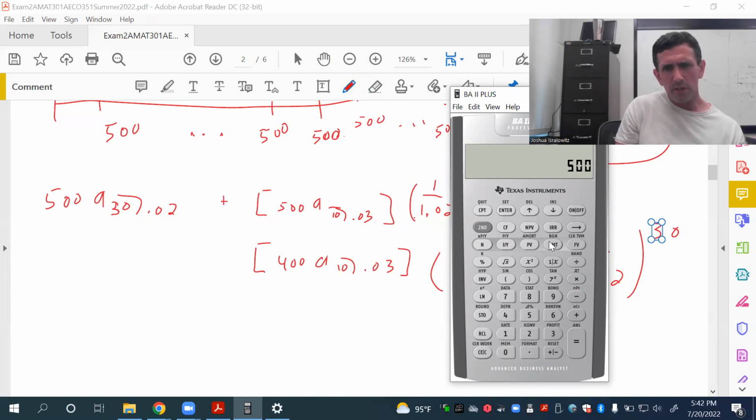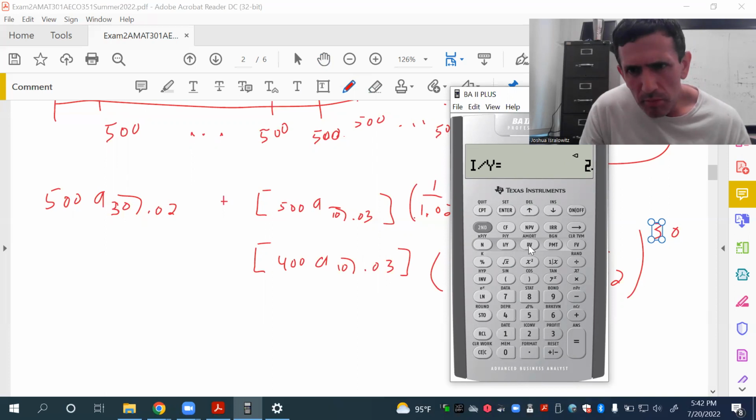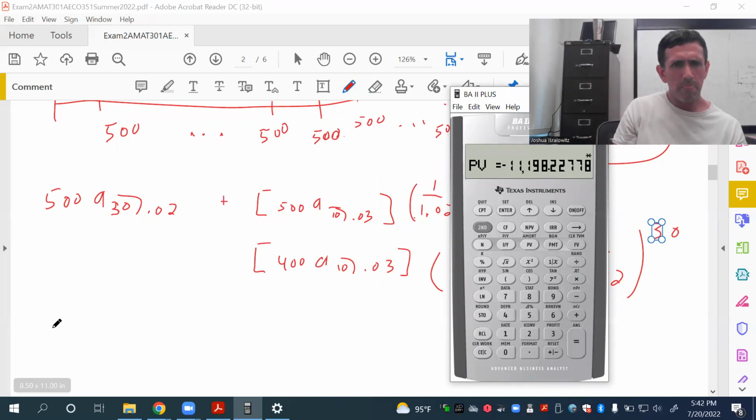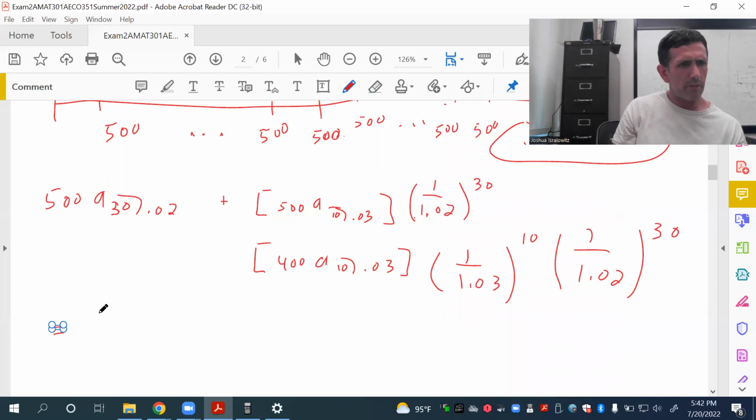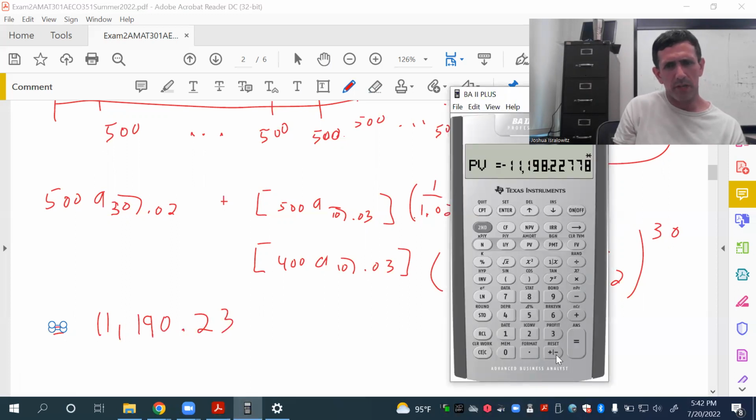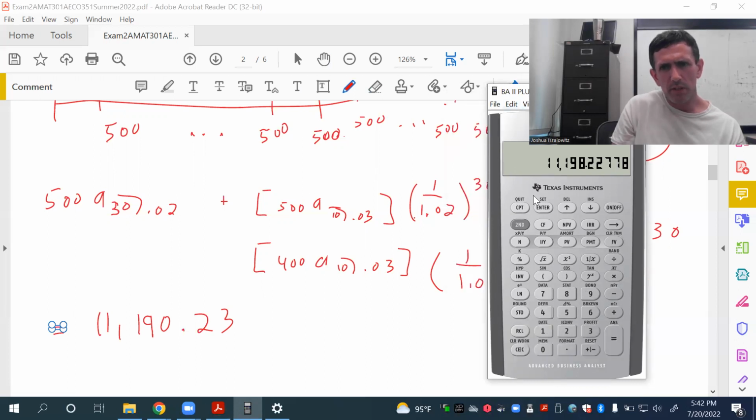So 500 payment, 30N, interest, compute present value. This is going to be 11,190 point. I'm not manipulating anything at this point. I'm just going to add these three numbers up. So I can just round. I'll still store it into one spot because why not? Make life a little easier.